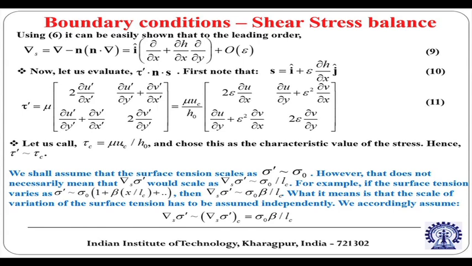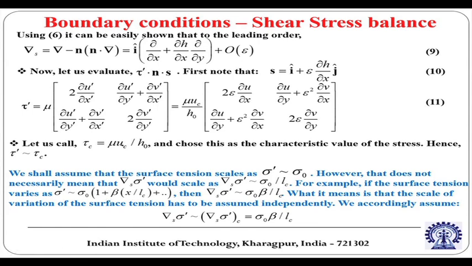Now, that does not mean that the surface gradient of sigma dash will be sigma 0 by LC. Why? For example, let us say that sigma dash is equal to sigma 0 into 1 plus beta x by LC. This is a linear term. Then you can have a quadratic term, cubic term, etcetera. So, you can ask, are we just doing arbitrary mathematics? What is the basis of taking variation of sigma with x like this?